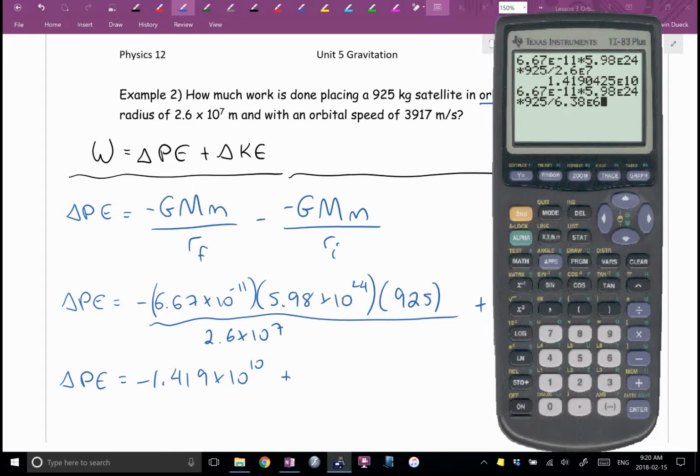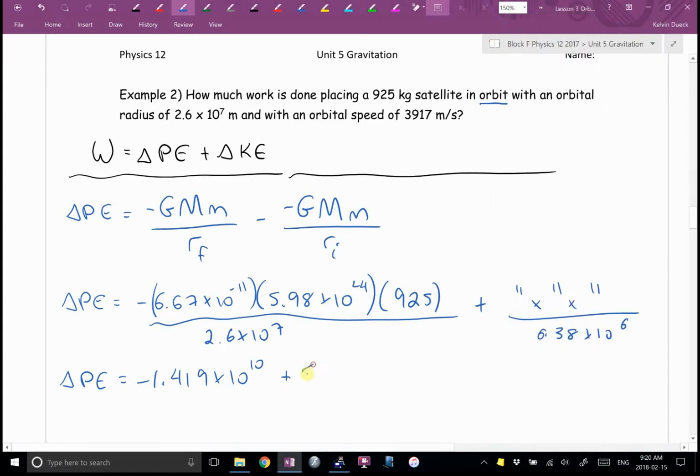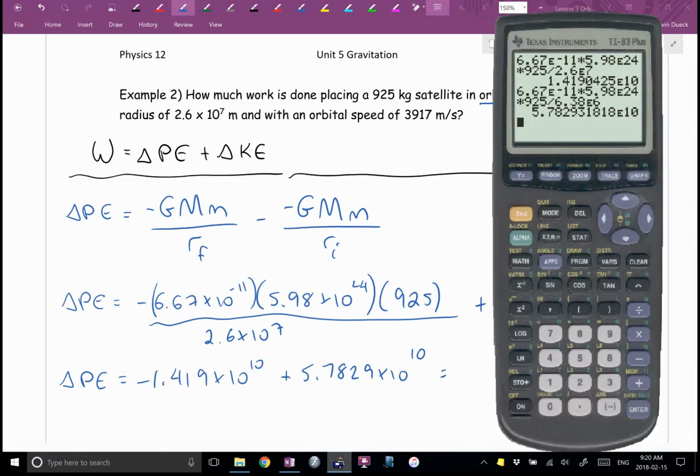My initial potential energy, 5.7829. It's actually negative 5.7829, but it's a minus minus, which becomes a plus. So my initial potential energy is negative, but 5.7829 times 10 to the 10th. And now I can combine those.